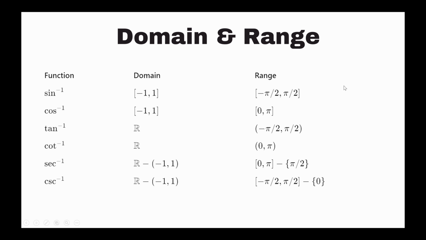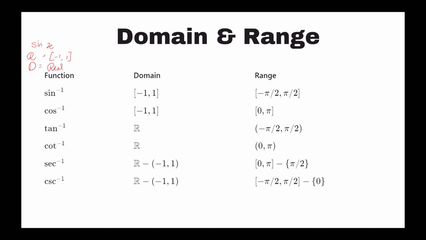Now let us talk about the domain and range of these inverse trigonometric functions. So I hope you all remember, for a trigonometric function, let me take an example: for sine x, what used to be our range? Our range used to be from -1 to 1. And what used to be our domain? Our domain used to be all real numbers, right?